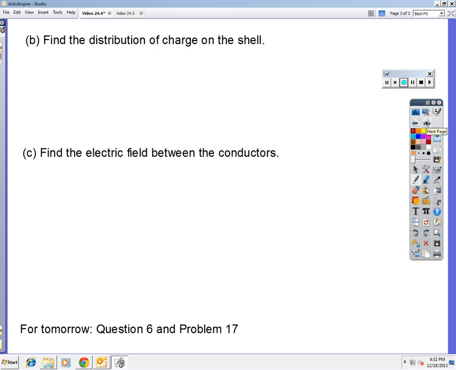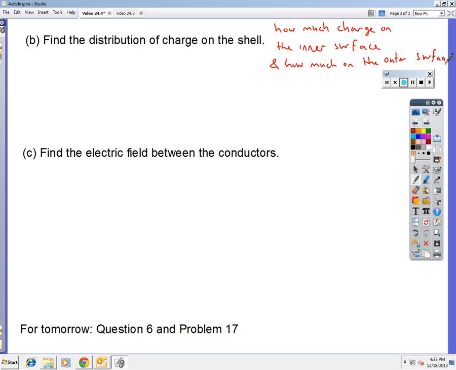And part B of this, find the distribution of charge on the shell. Now that sounds like a very open-ended question, but because the shell is a conductor, the charge is going to reside on the surface. And so we want to know, it's basically asking how much charge on the inner surface and how much on the outer surface.